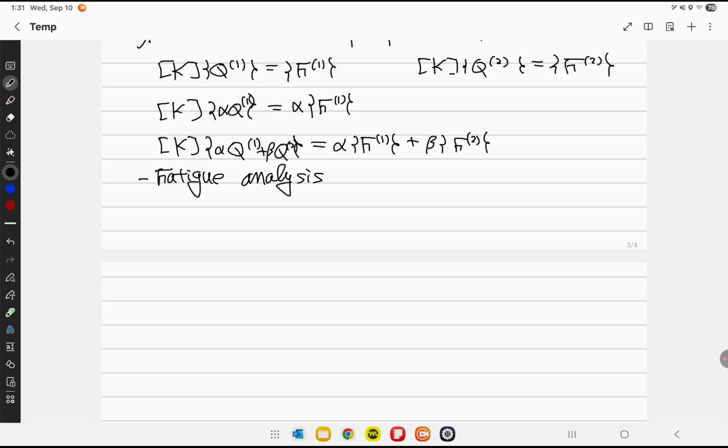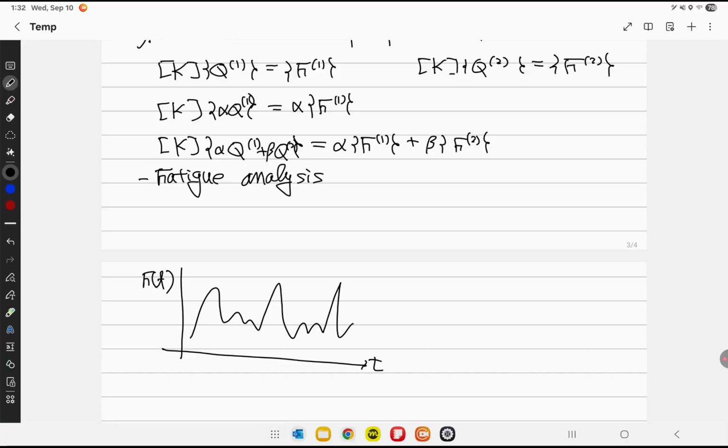In reality, we barely apply just the static load. That's for the purpose of design. But in reality, the forces are changing every time, like the wind, earthquake, or even when you are driving, the road conditions are different. So the loads are actually a function of time. If I measure force as a function of time, that's how it looks. So that's the actual history.